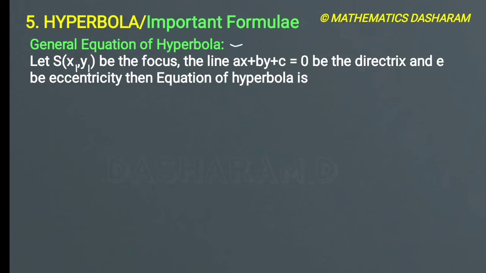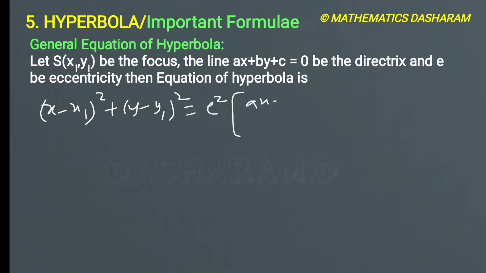General equation of a hyperbola. Let S be a focus x1 comma y1, ax plus by plus c equals 0 is a directrix, and E is the eccentricity. Then the equation of the hyperbola is x minus x1 whole square plus y minus y1 whole square equals E square times the bracket of ax plus by plus c divided by under root a square plus b square, whole square.